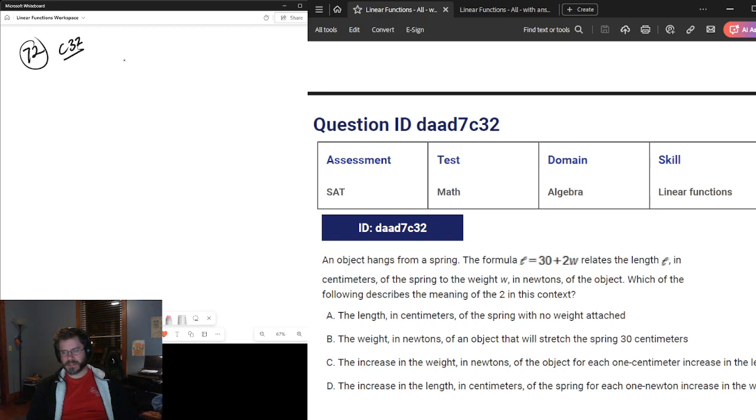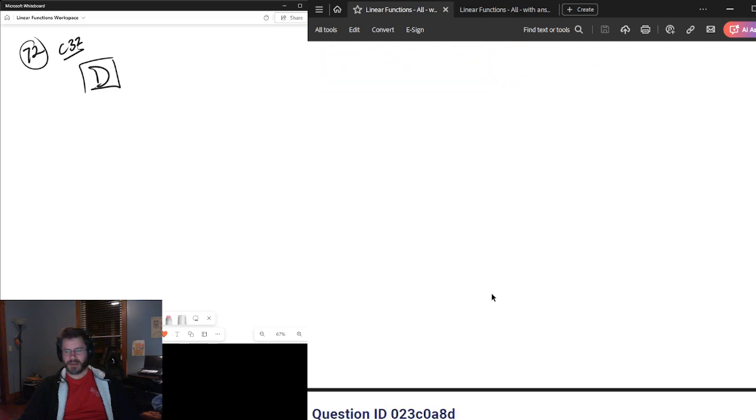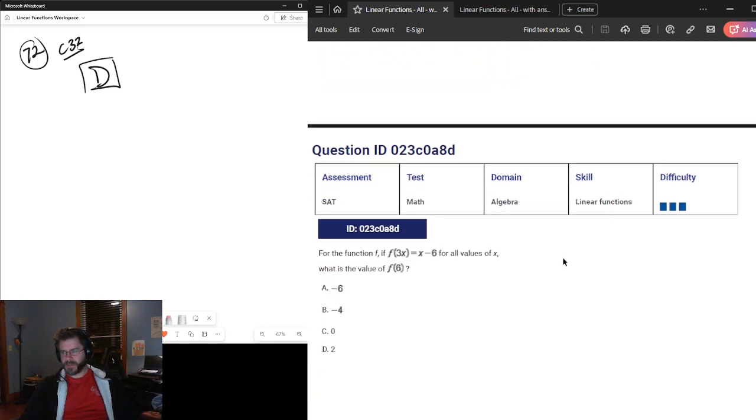So A would represent the y-intercept, so that would be 30, so that's out. The weight of an object that will stretch the spring to 30 centimeters? No, that would be 0, because it's, again, the y-intercept. The increase in weight? No, it's the increase in the length, so D. Because the weight is our x-coordinate, that increases by 1 each time. Is that ranked hard? Yep. All right, another 3 pips. Look how short that question is, and it's 3 pips on the difficulty scale. All right, 73.